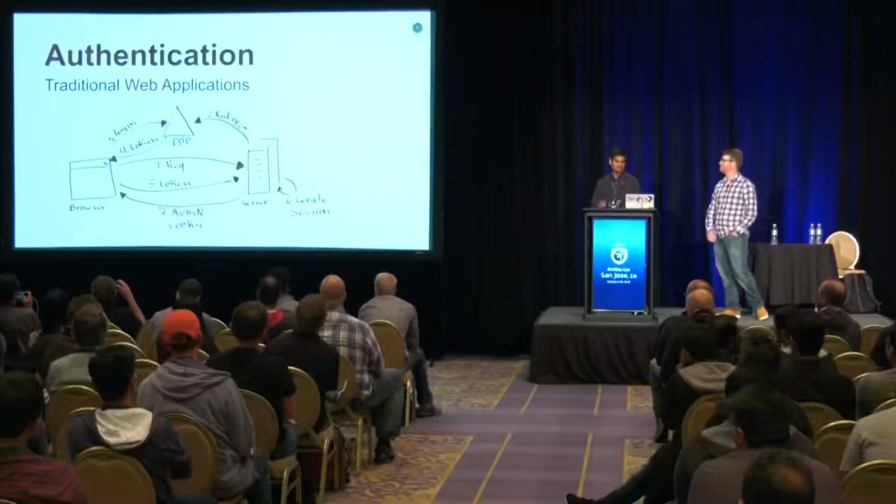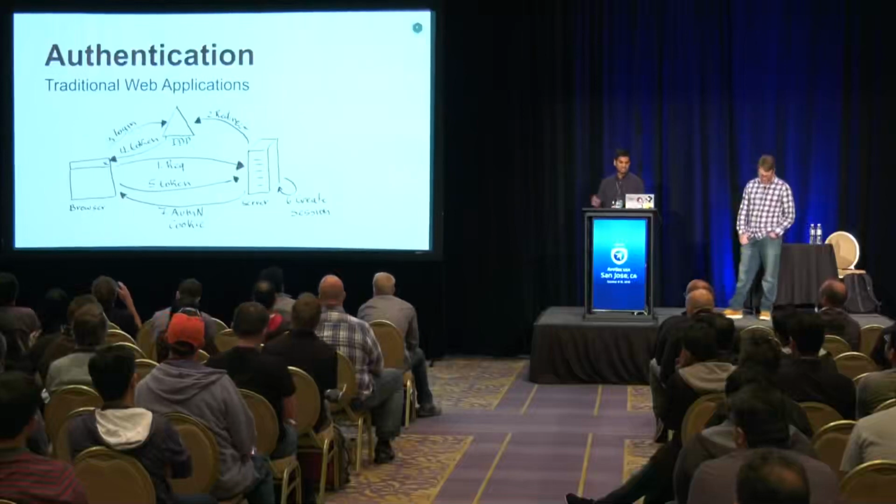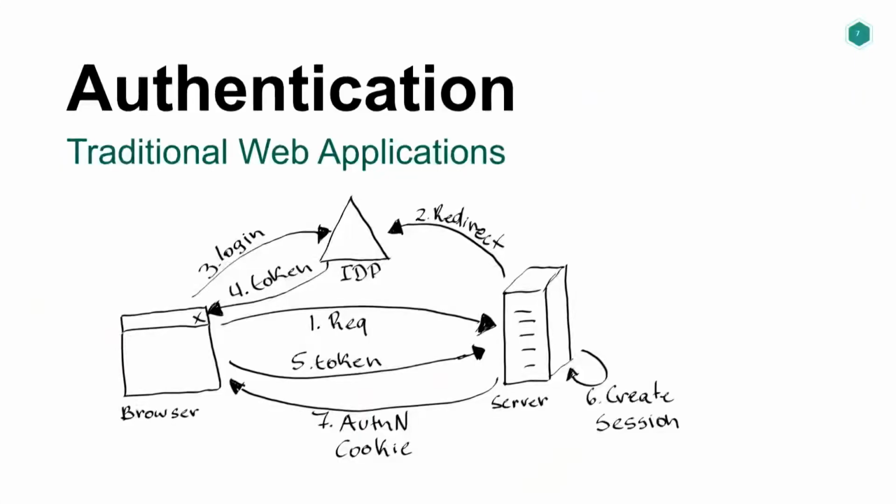So going into authentication, in a traditional web app, what you see here is a diagram describing authentication with an identity provider. The first time the user logs in or tries to access a web application, they get redirected by the web application to the identity provider. The user logs in and gets back a token. The browser sends the token back to the server. That creates a session on the server side and sends back a cookie to the browser. And any subsequent request from the browser will send that cookie along and identify itself.